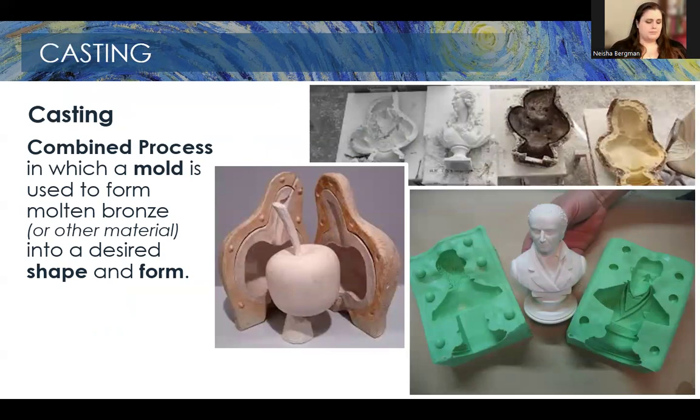Casting is a molding process. So you create an original sculpture, you create a mold of that original sculpture, and then you pour materials down into that mold to create new sculptures. So there's a lot of different pieces. We have a lot of different ways of making molds.